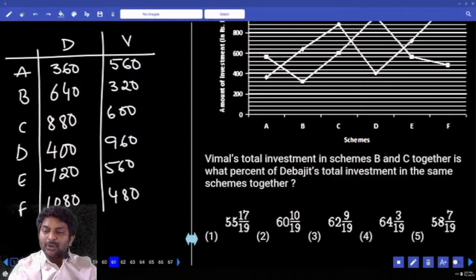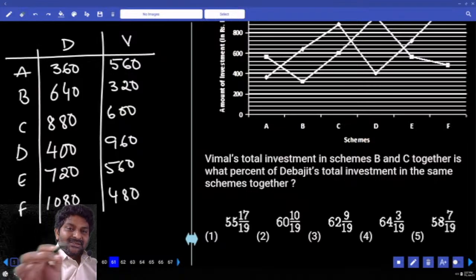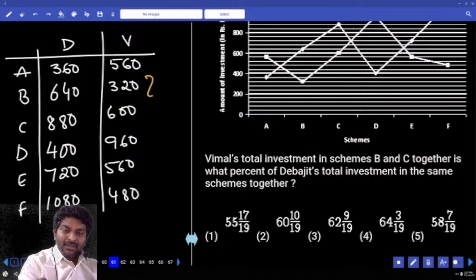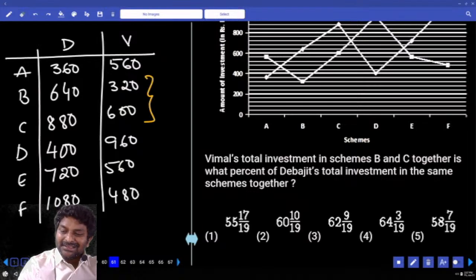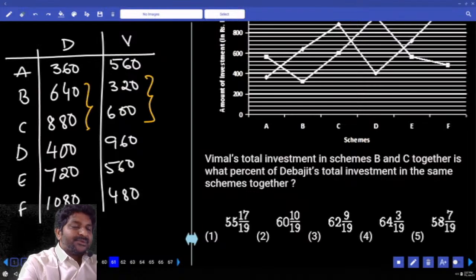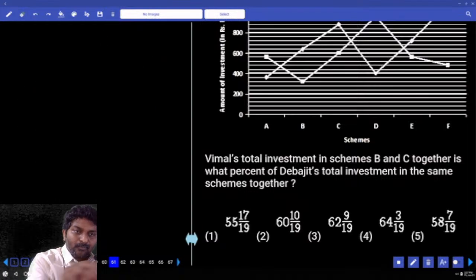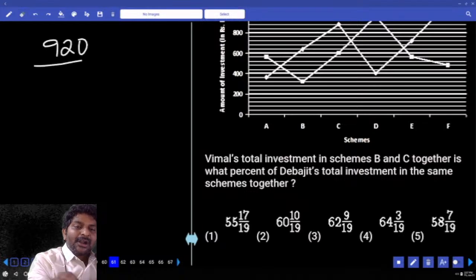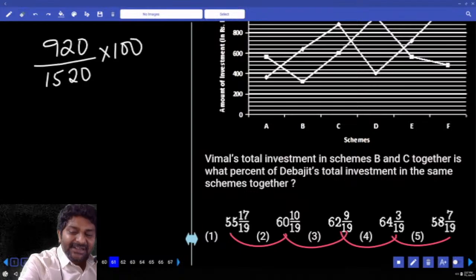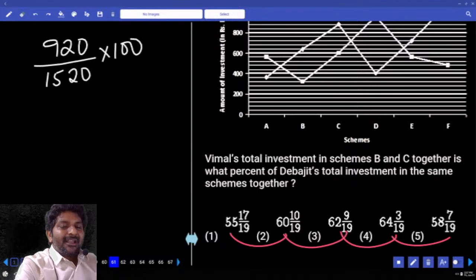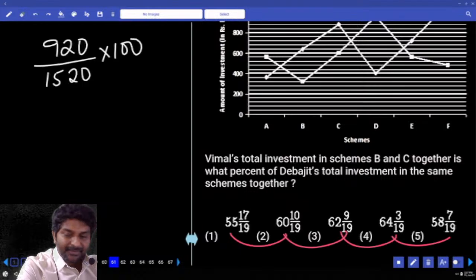Vimal's total investments in schemes B and C together, 920, is what percent of Debajit's total investments in the same schemes together? In the same schemes together it is 1520, right? 920 is what percent of 1520? Percentage into 100 only? Approximately there is a gap of 2% at least. 2% value in the sense approximately 30 gap we have.